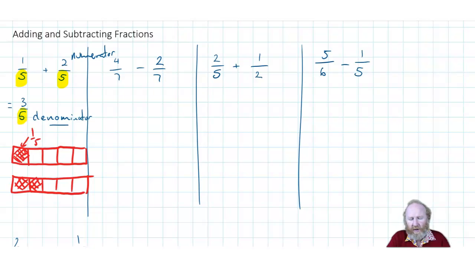Same happens with 4/7 and 2/7. 4/7 minus 2/7 is equal to 2/7. 4 minus 2 is 2, and we are dealing in sevenths, so it stays sevenths. The same thing happens when the denominators are different, as they are here, but we have a new challenge. And the new challenge is that we have to be able to get them to have the same name before we can add them together.